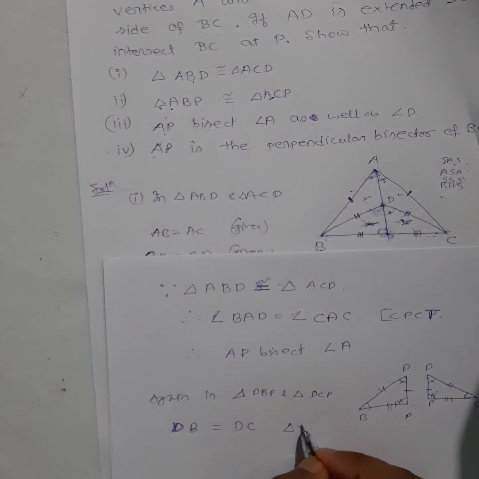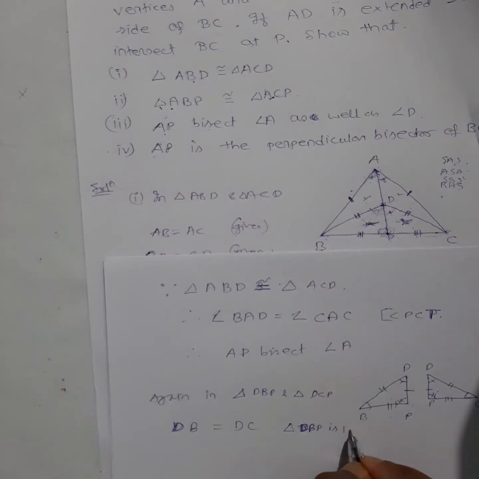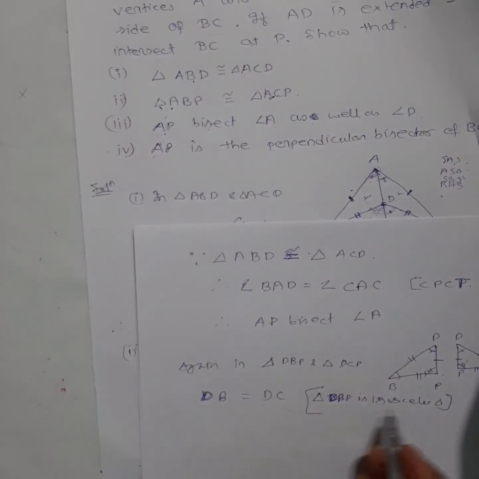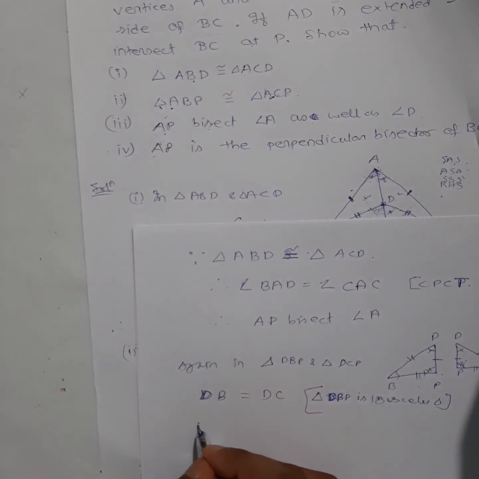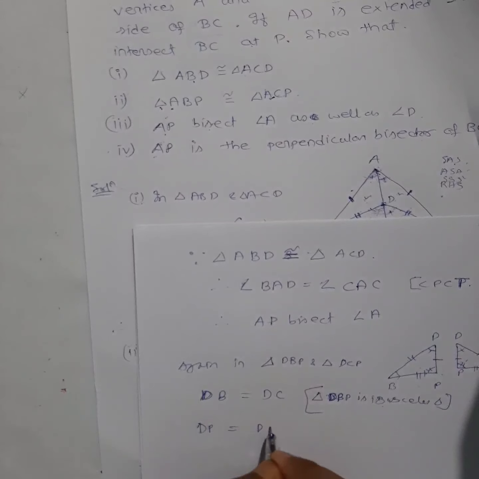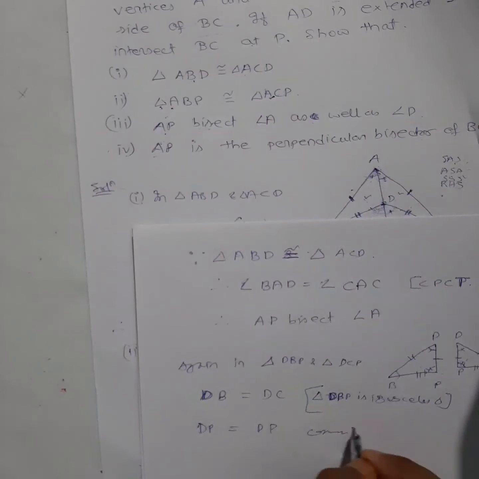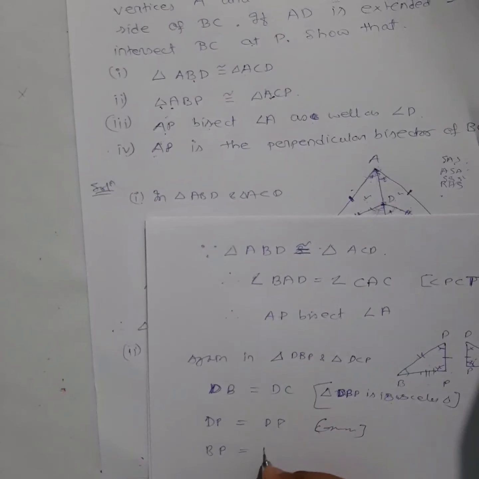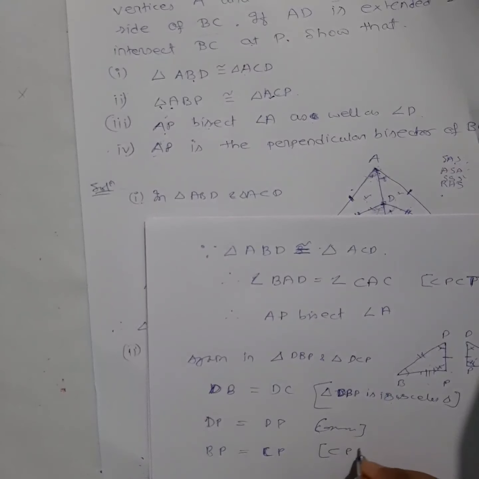Triangle DBP is isosceles triangle. Isosceles triangle. That's the reason these two sides are same. Okay, or you can write given also. Next, DP is equal to DP, common, right? Last, BP is equal to CP. Why? CPCT.